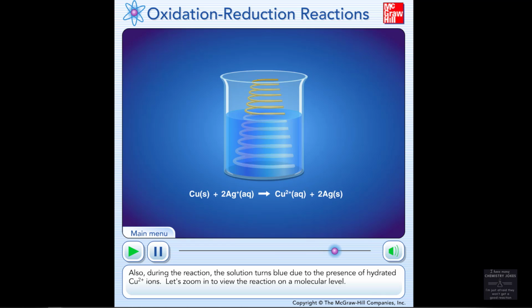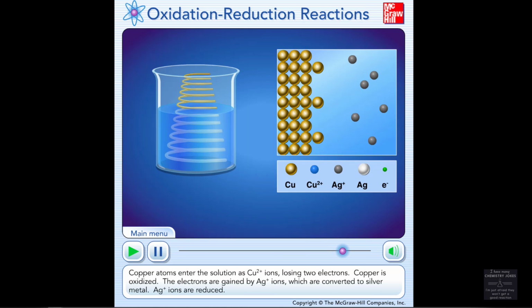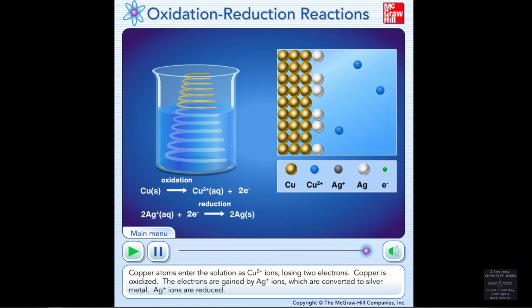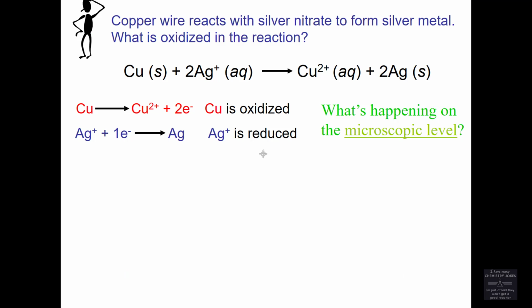Let's zoom in to view the reaction on a molecular level. Copper atoms enter the solution as copper-2+ ions, losing 2 electrons. Copper is oxidized. The electrons are gained by silver+ ions, which are converted to silver metal. Silver+ ions are reduced. So we have to keep that sort of microscopic view in mind the whole time when we're talking about these sort of reactions.